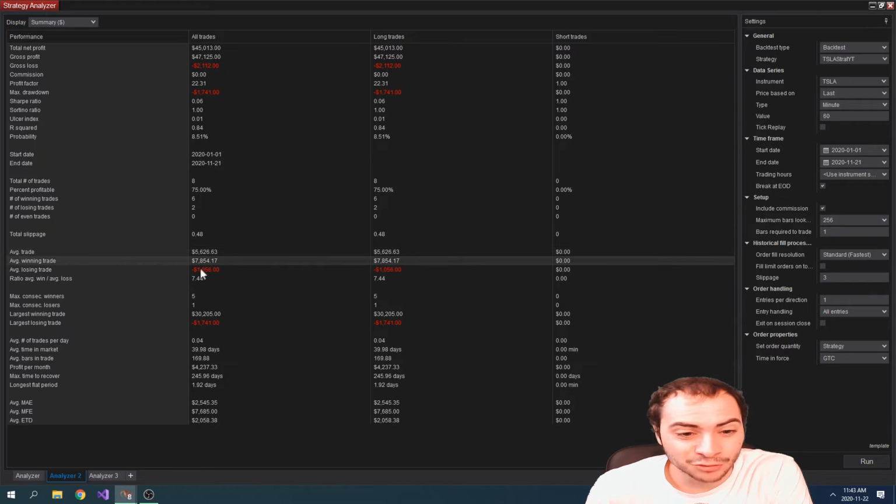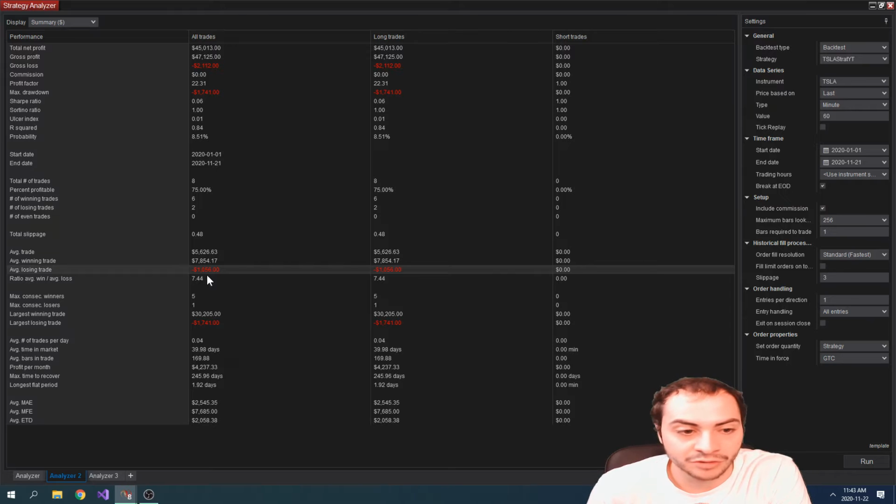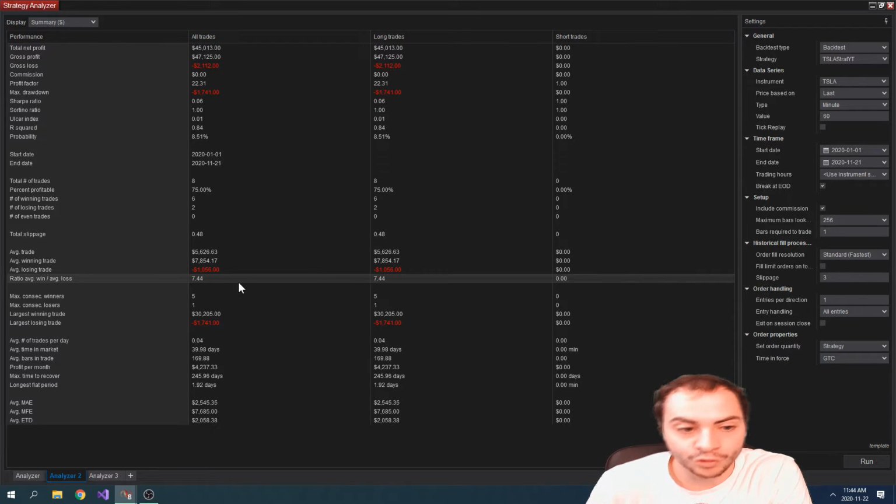And you could see the average winning trade was over $7,000 and the average losing trade was just $1,000. So you have a 7.44 average win to loss ratio. So great strategy to have. You know, the odds are in your favor for sure. Once again, I would be running this strategy in my sim or paper trading account and evaluating it over the period of at least a month to see if it would be profitable. And if it would, you know, definitely it's something you could look at adding to your portfolio.